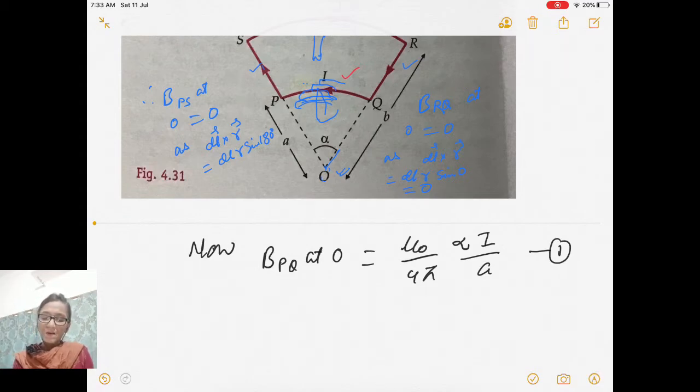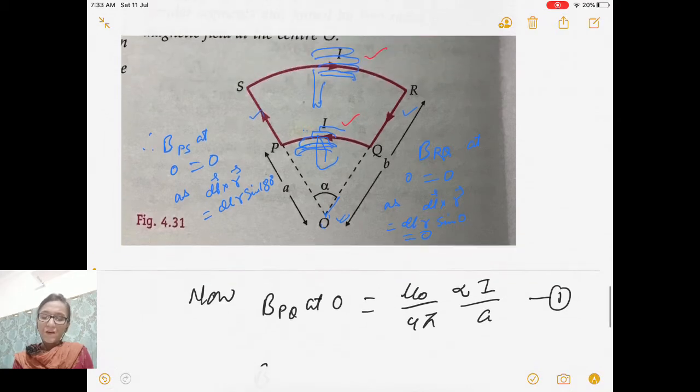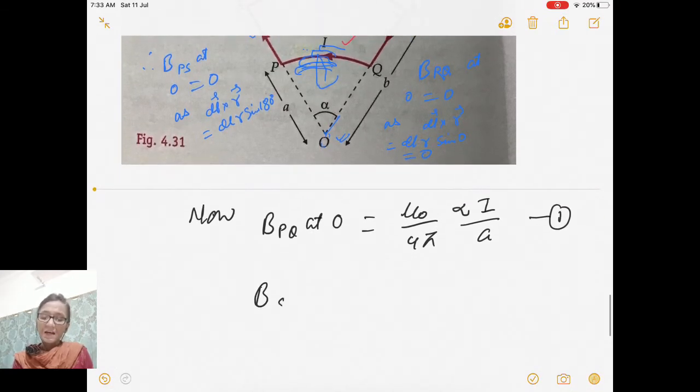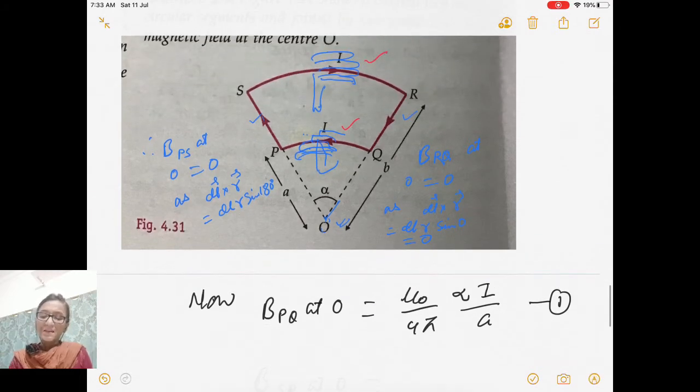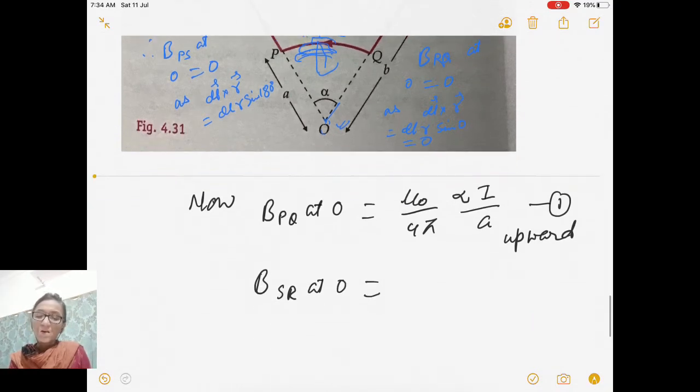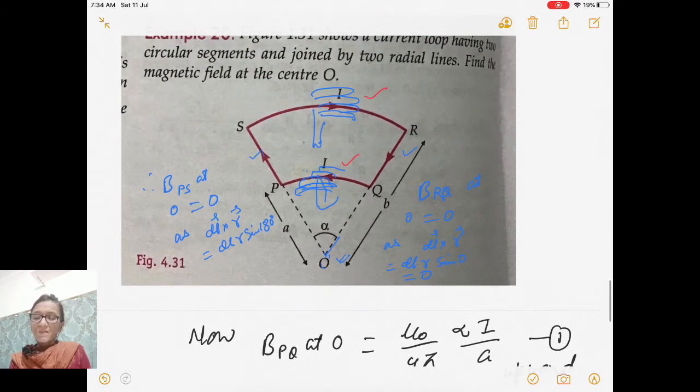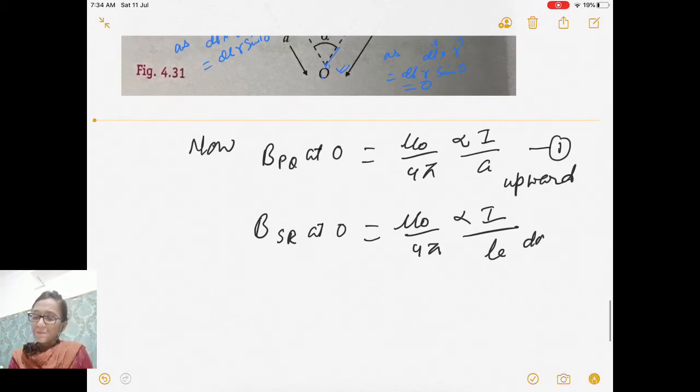Equation 1. Now, magnetic field B due to SR part at O is equal to, and this is in upward direction. So this is mu naught upon 4 pi, angle is same, alpha, current is same, I upon distance is changed, B. Now this is along, as per right hand thumb rule, downward direction.